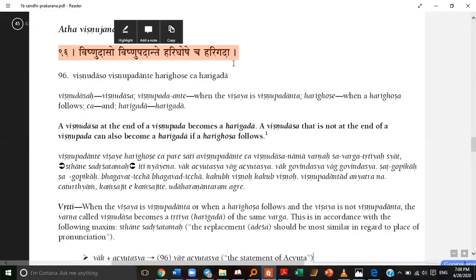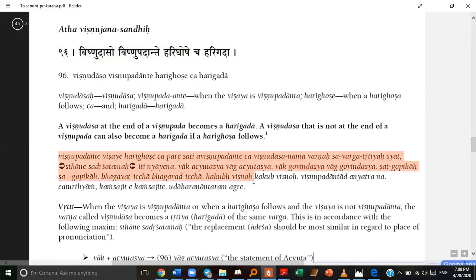Because sutras have to be concise, they cannot be like a paragraph, but he can explain them in a different paragraph, which is of course not a sutra. There will be a need to memorize the sutras, so we'll go slowly so that you can memorize one or two sutras every day. The first one is Vishnu Daso Vishnu Padante Hari Ghoshe Cha Hari Gada.